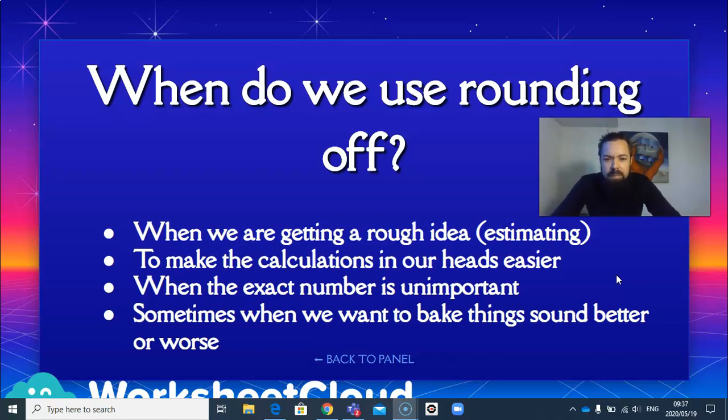And then finally, sometimes when we want to make things sound better or worse, so sometimes if you want to make it sound cooler, you might round the number up, and sometimes you want to make things sound worse, you might round the number down. I think that's probably something that'll come more in grade 5 and 6, but yeah, you can use it to sound better or worse than things are.